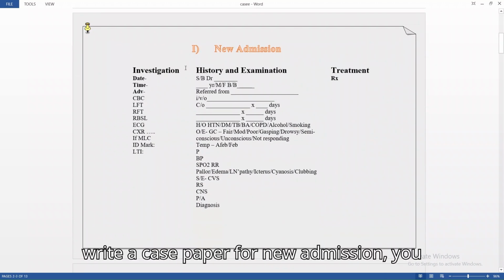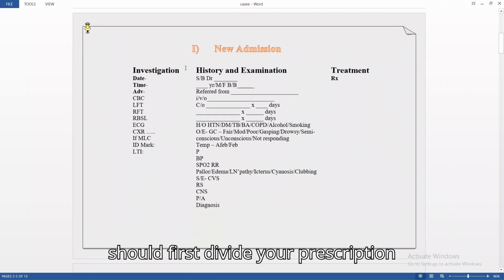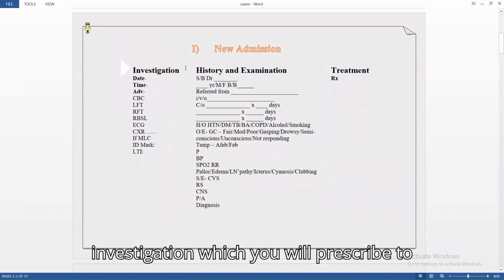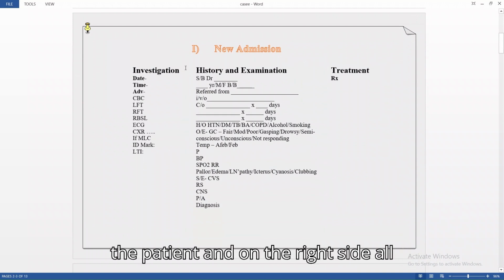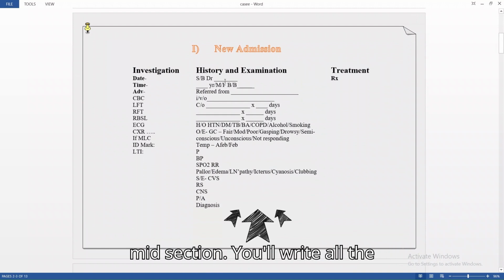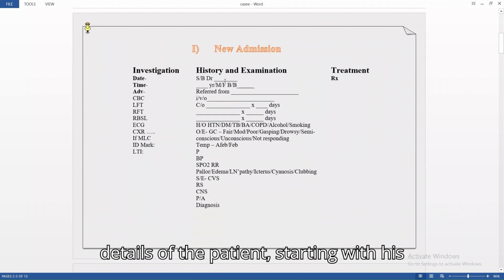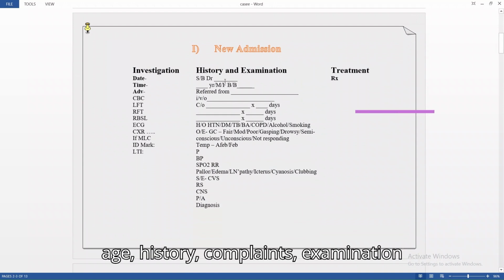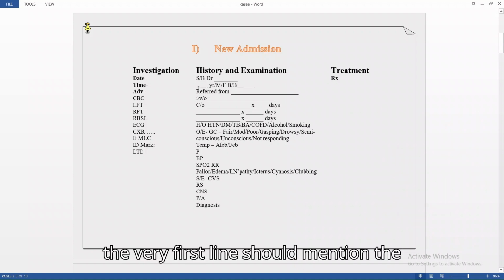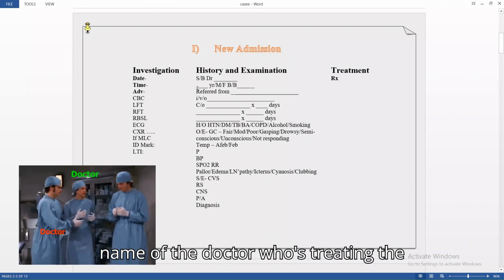To write a case paper for new admission, you should first divide your prescription paper in three sections. On the left side, you should write all the investigations which you will prescribe to the patient. And on the right side, all your treatment protocols. In the mid section, you'll write all the details of the patient starting with his age, history, complaints, examination, and diagnosis.